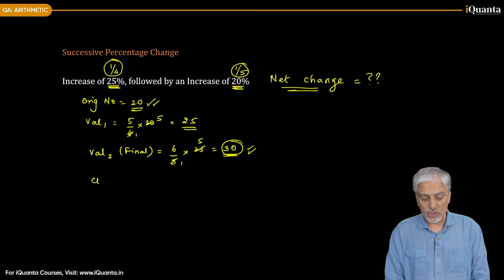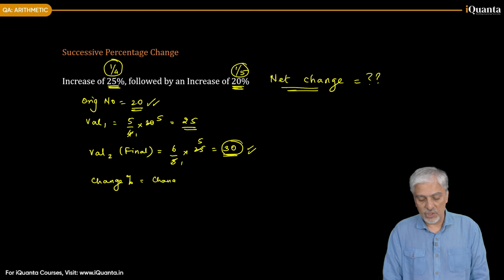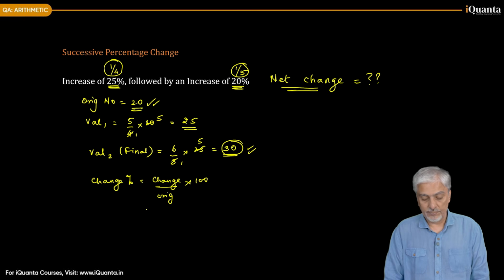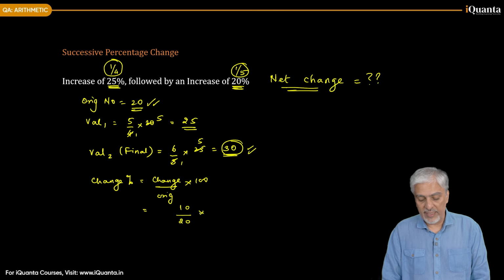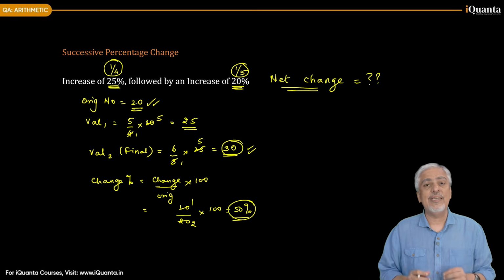So what is your net change? So we use the formula for change. Percentage change is change upon original into 100. So what is our change? 20 has become 30. So the change is 10. Change is 10 upon original is 20 into 100. That is 1 by 2 into 100, which becomes 50%. This is method number 1, where we started by taking a value.